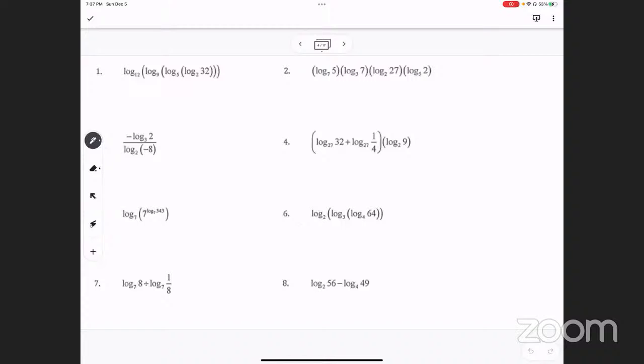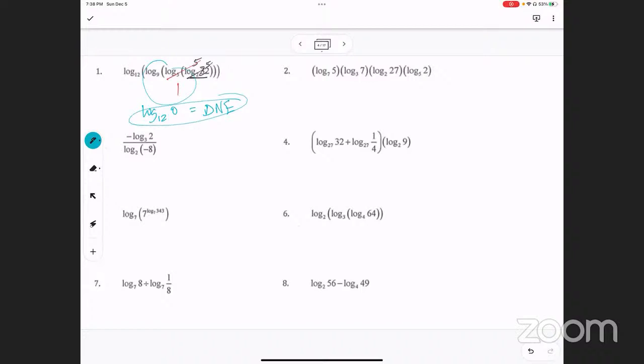Oh yeah, sure. Okay. What's the log base 2 of 32? 5. Good. What's the log base 5 of 5? 1. Good. What's the log base 9 of 1? 0. Good. And what's the log base 12 of 0? No solution. Does not exist. Very good.